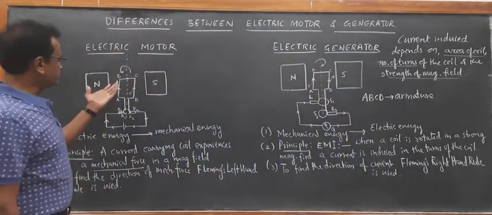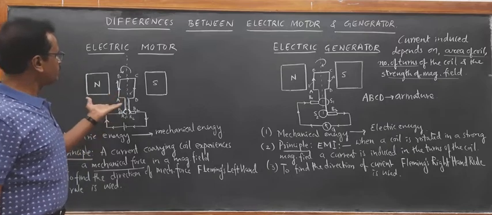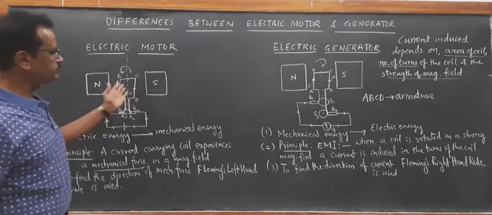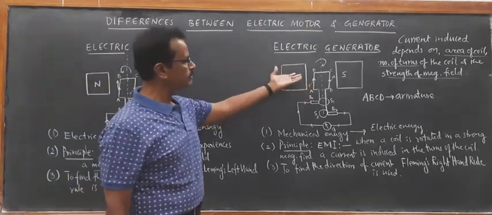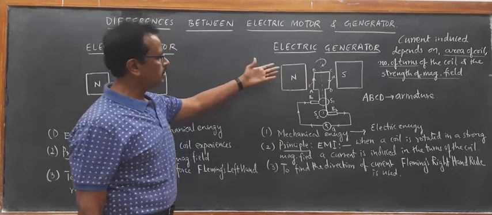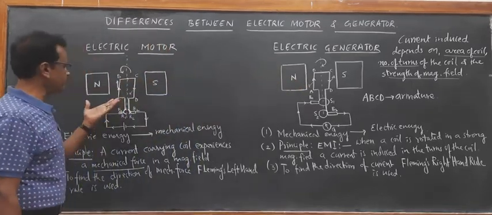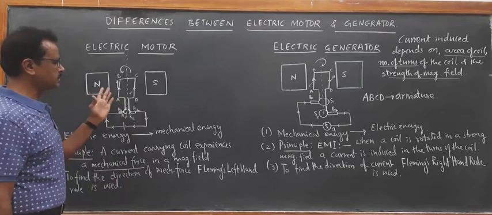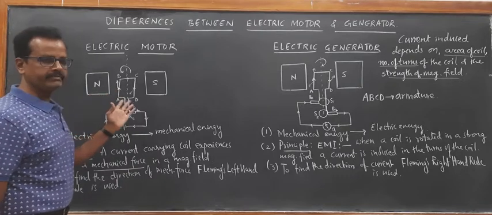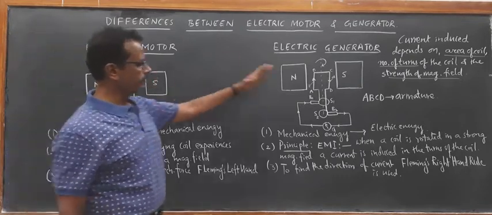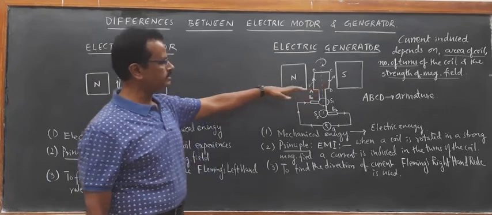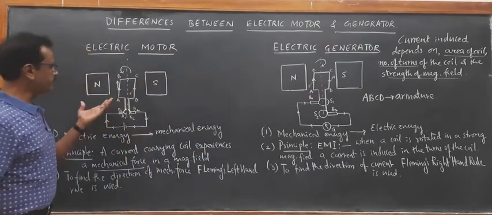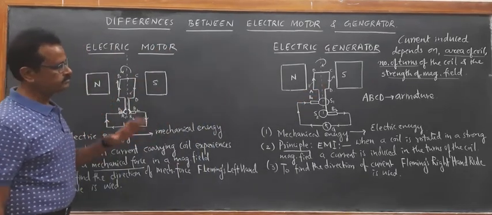In both the cases, the mechanical force that is developed depends on the number of turns of the coil. Here the current induced depends on the number of turns of the coil. And I say mechanical force depends on the strength of the magnetic field, and the current induced depends on the strength of the magnetic field, and also depends on the area of the coil.